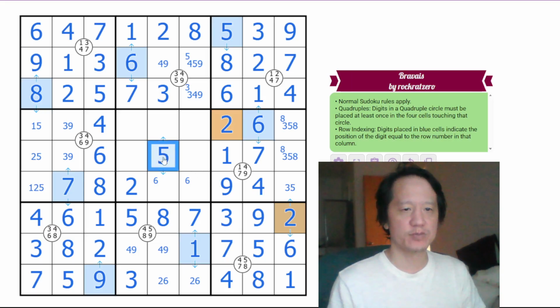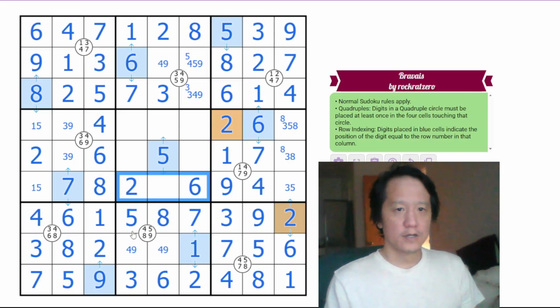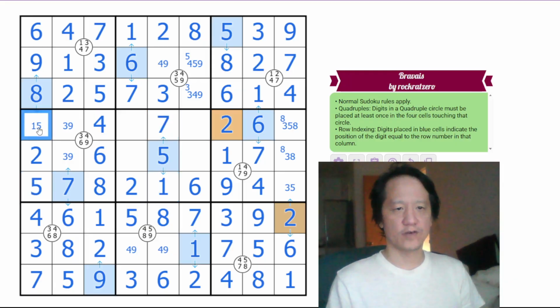5 has to be in the 5th position, which it is. 5 eliminates 5 here, so this is 2. This can't be 2. This can't be 5. 2 eliminates 2 here, so this is 6. This is 2. 6 can't be here anymore, so that makes this a 6. The remaining digits in column 5 are 1 and 7. 7 can't be here because of a 7 in the row, so this is 1. This is 7. 1 eliminates 1 here, so it's 5 and 1.